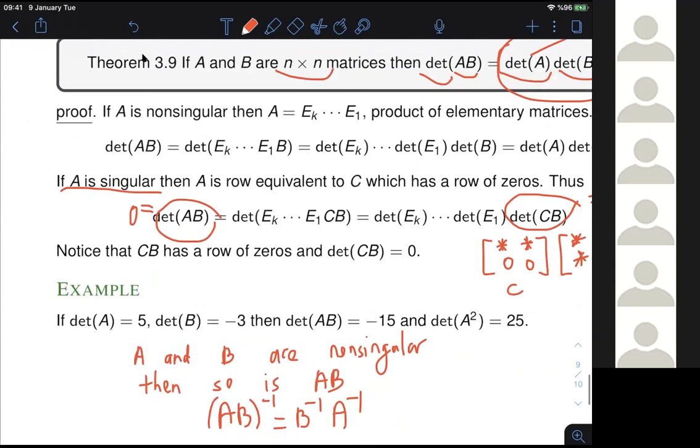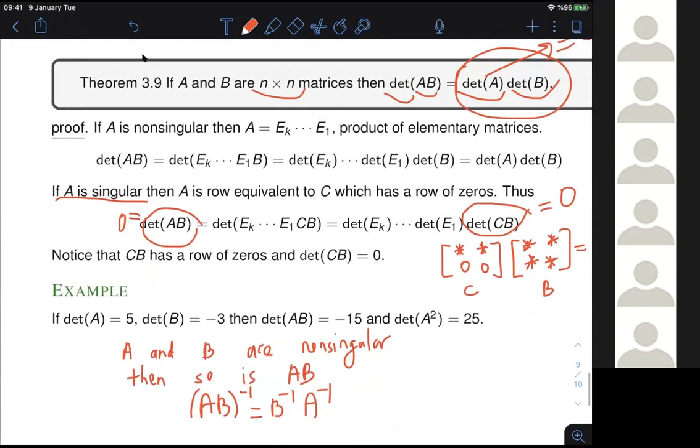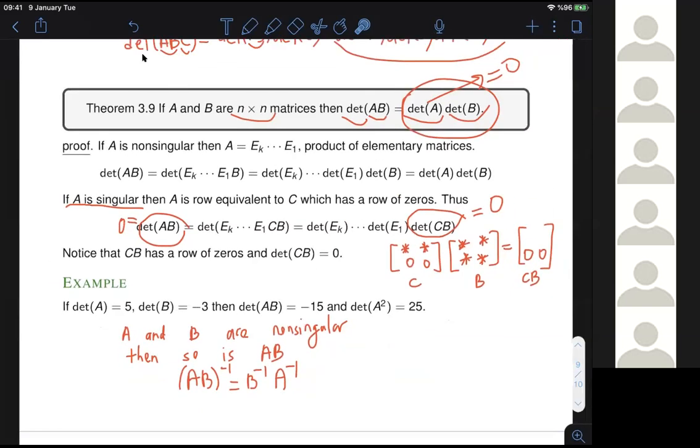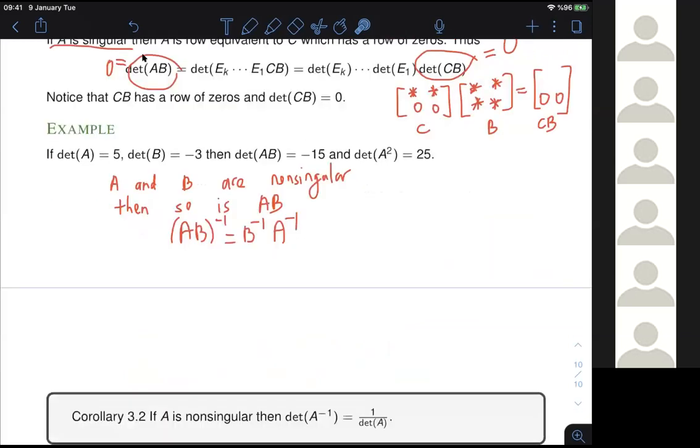And this also answers the following. If one of these guys does not have an inverse, if either A or B doesn't have an inverse, then A times B cannot have an inverse because determinant of AB is zero now. If one of these guys has determinant zero, determinant of this one is also zero, which means this matrix is not invertible. Okay, so this is that.